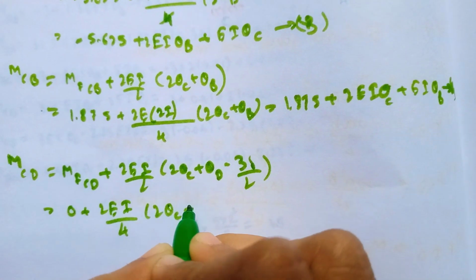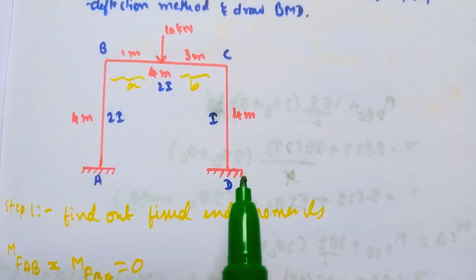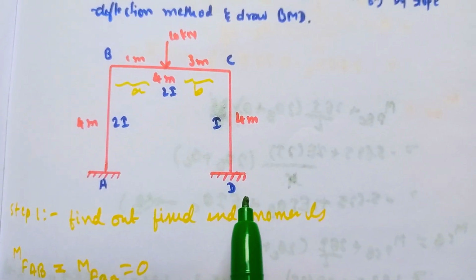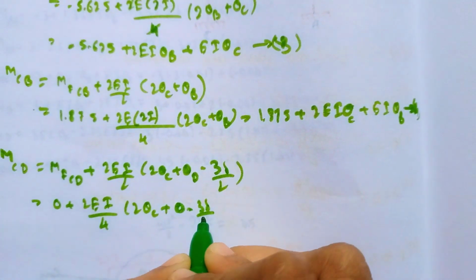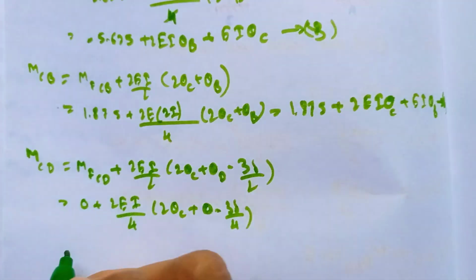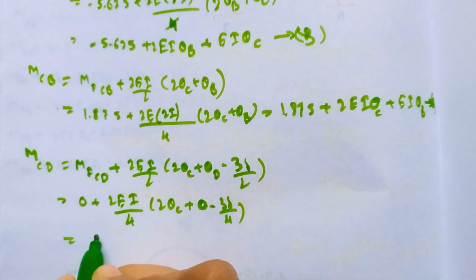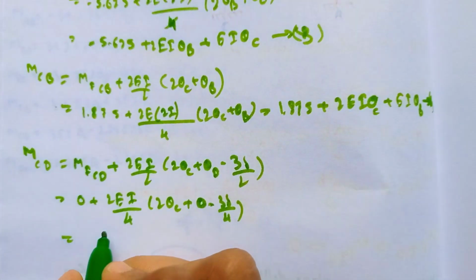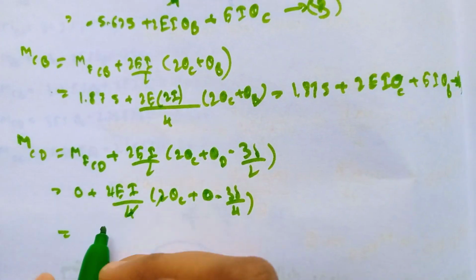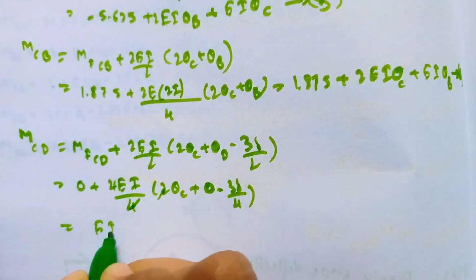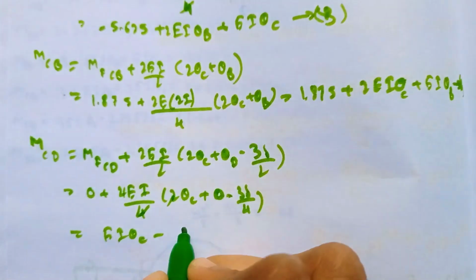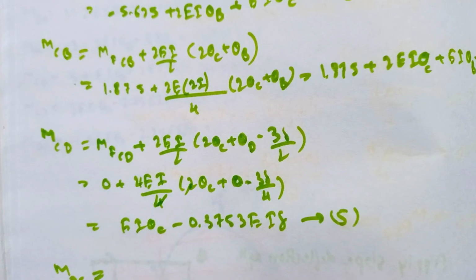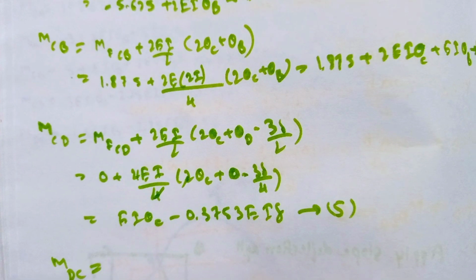Into 2 theta C plus theta B is fixed and slope is 0. So theta B becomes 0, minus 3 delta divided by length, which is 4 meter. Now simplify it. Here 4 is there, 2 into 2 is 4, so both will cancel each other. Remaining is EI theta C minus, simplified, 0.375 EI delta. Call it equation number 5.